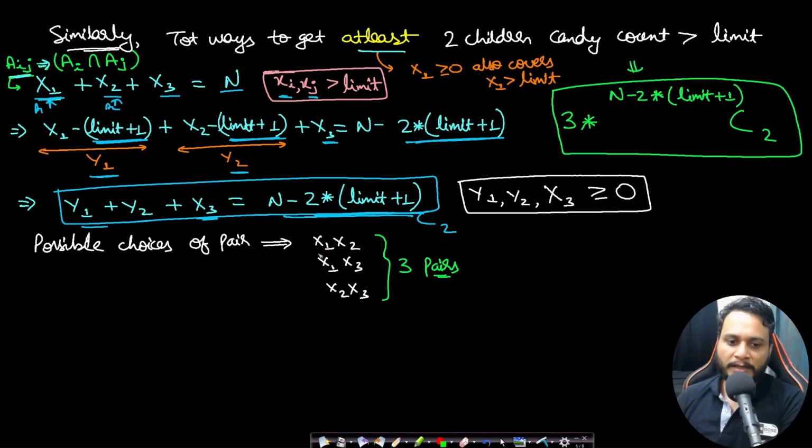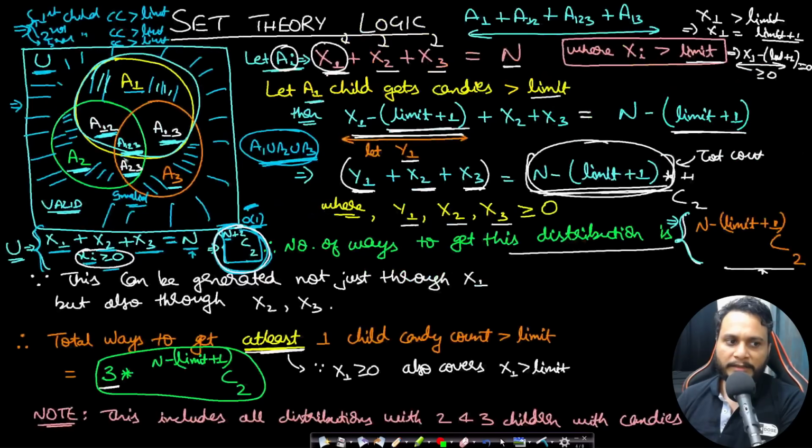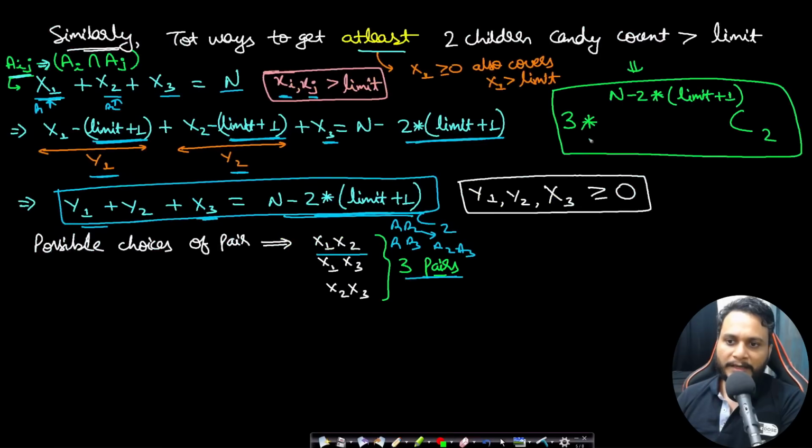You can either choose x1, x2, that means a1, a2, both of them to get candy count greater than the limit, or a1, a3 to get the candy count greater than limit, or a2, a3 to get the candy count greater than limit, right? So there are 3 pairs. If you look at the diagram, there are 3 pairs, a12, a13 and a23. So again the multiplication factor 3 will be present on the one combination count because we have 3 possible combinations. So I think this is clear.